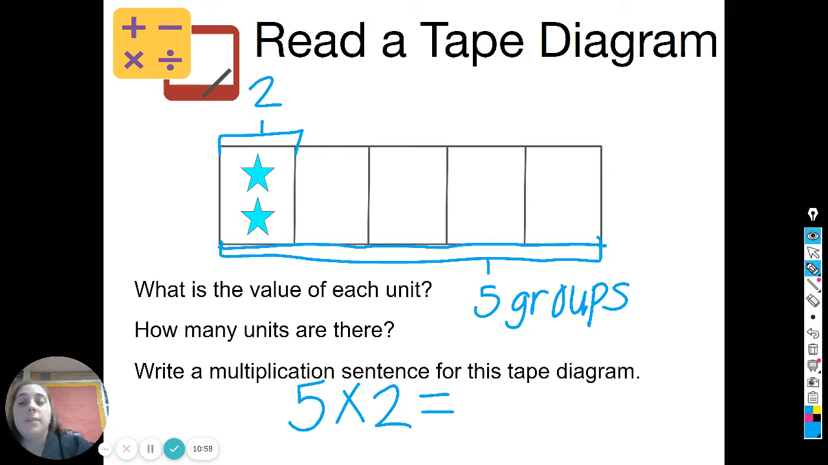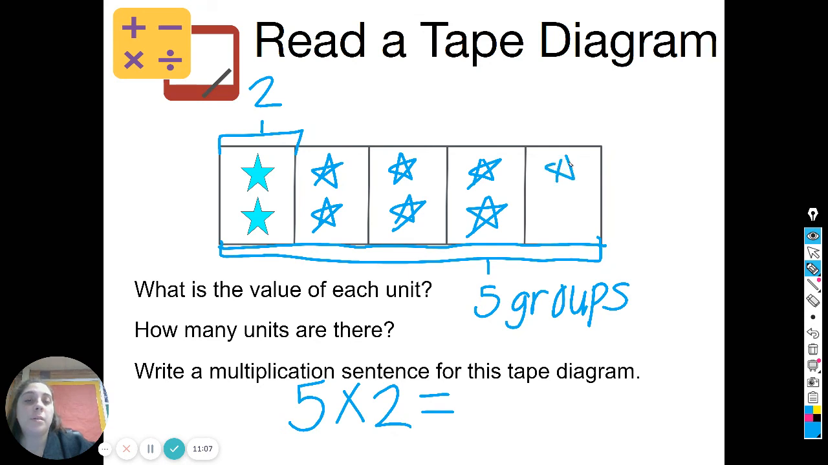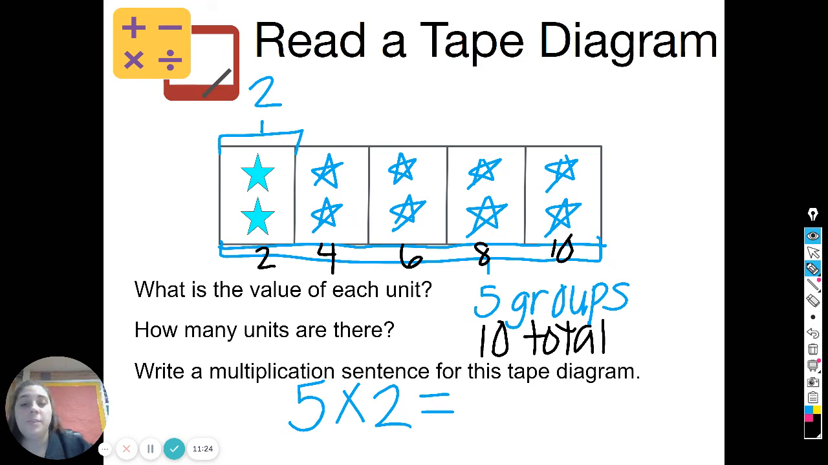And if we're solving, we can finish drawing our tape diagram by putting 2 stars in each group and skip counting by 2s. 2, 4, 6, 8, 10. So we have 10 total. 5 groups of 2 equals 10.